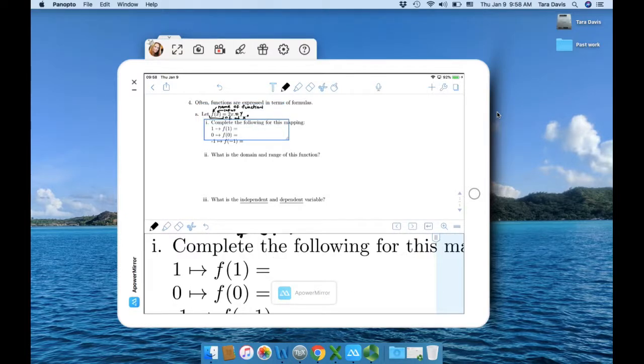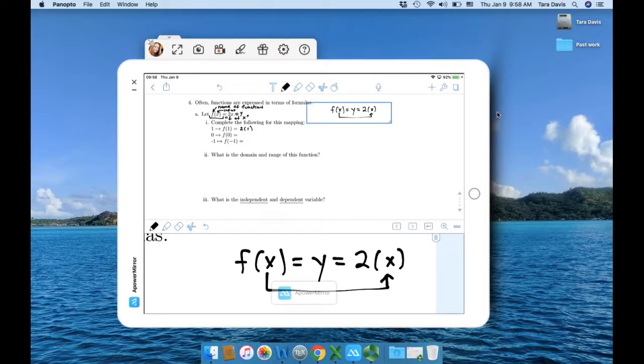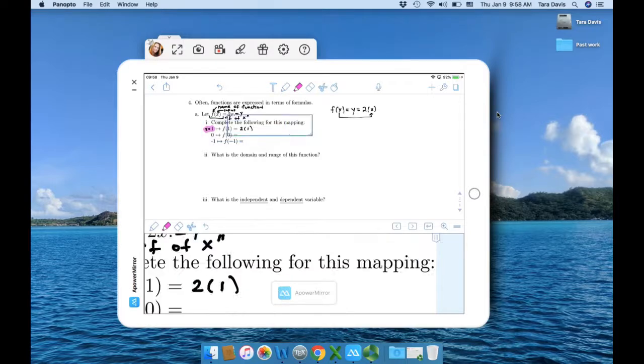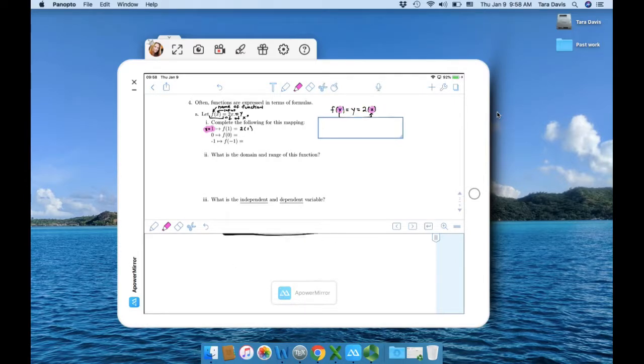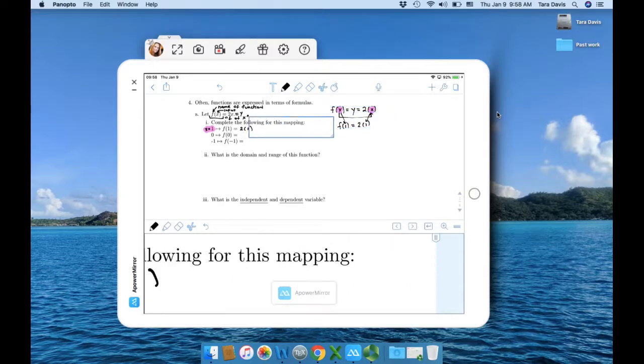So for example, if x is equal to 1, then y is f of 1. According to the rule, I have to take 2 times 1. Again, f of x, which is y, is 2 times x. So whatever x is, you have to put it in there. In this example, x is equal to 1, and I want to get y, so I put 1 there. So I can say f of 1 equals 2 times 1, because in this example, x is equal to 1. And 2 times 1 is 2.